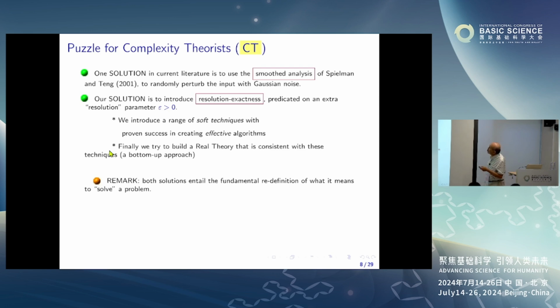So one solution to this is something called smoothed analysis of Spielman and Teng. But the solution that I'm proposing is called resolution exactness, which is predicated on an extra resolution parameter. So whatever algorithm you have, I give you an extra parameter as input. You specify that epsilon positive, and we will compute something to that precision. So, oh, that's easy, isn't it?